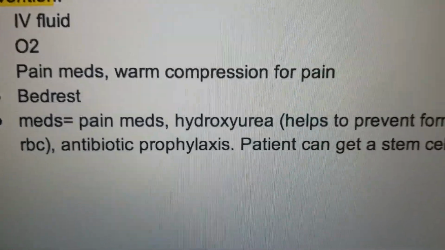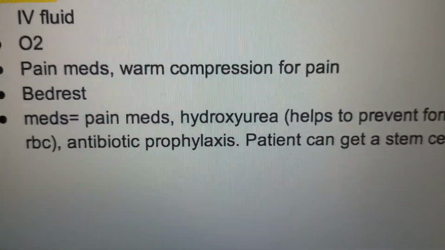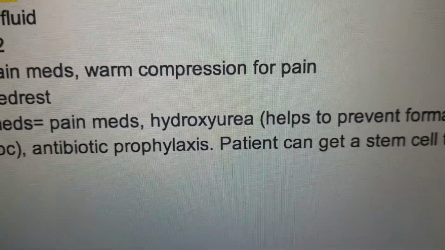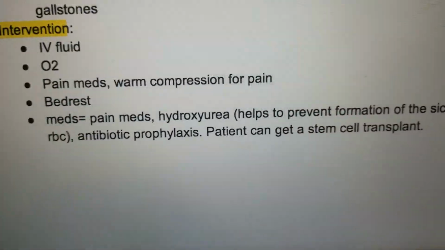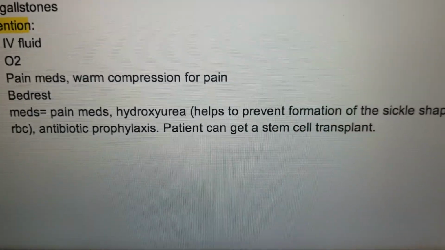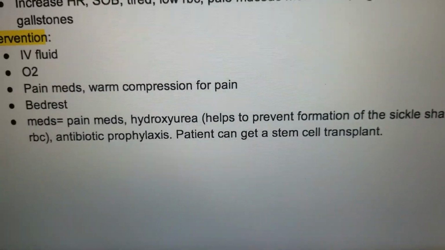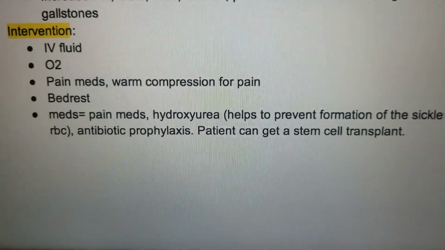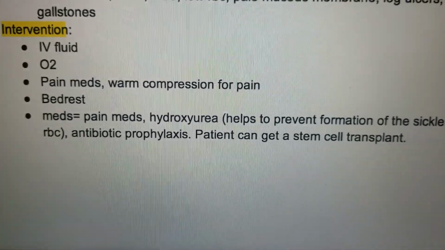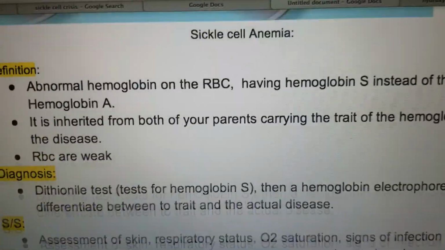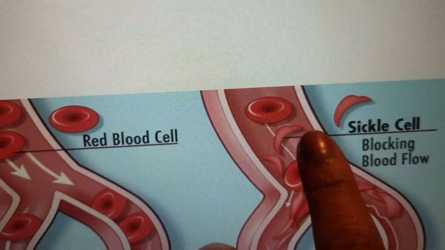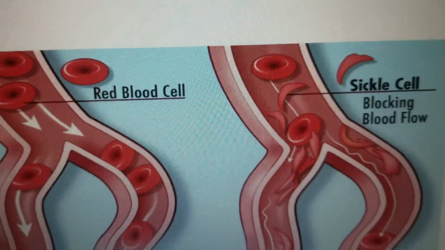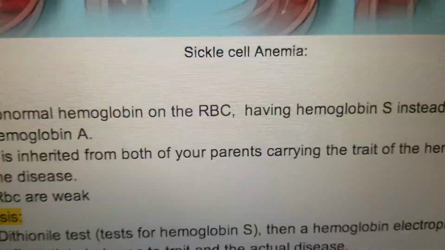Another medication that we want you to remember is hydroxyurea, and that medication that we'll be giving you is to prevent the formation of the sickle cell shaped red blood cell, and that's what we spoke about earlier. This shape here, this is what we want to prevent. So that's why we'll be giving you the hydroxyurea, to prevent that shape.